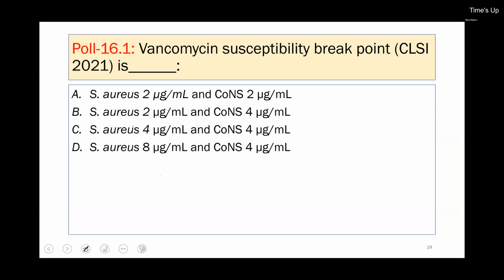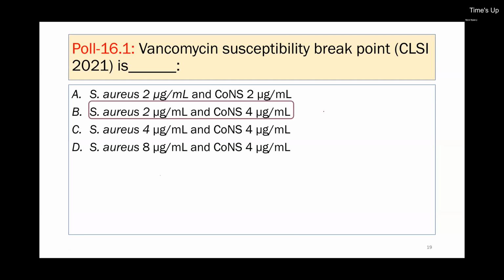Time is up. Polling has ended. A majority, 65% or 66%, have replied. I'm sharing the result. So a majority, 66%, have opted for option B. Yes, it is the correct option.